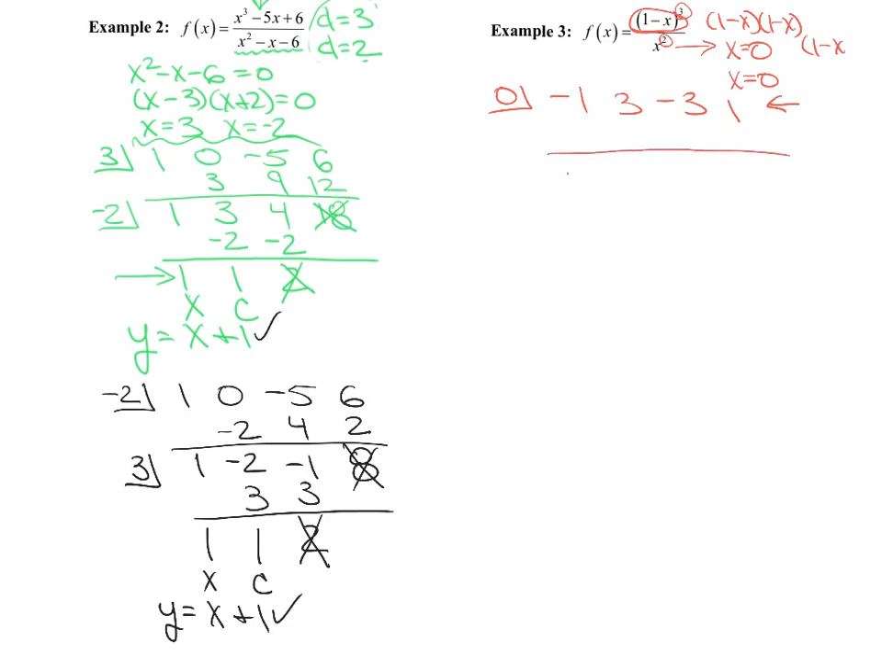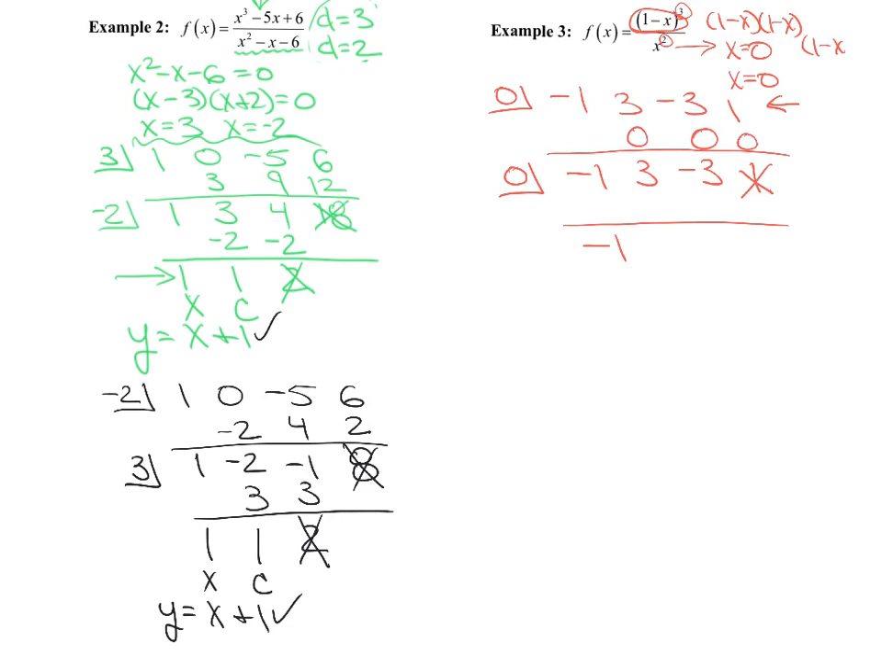Leave a space. Negative 1 times the half box, add straight down, times the half box, add straight down, times the half box, add straight down. Ignore this number. And now we are going to do synthetic division again with 0.